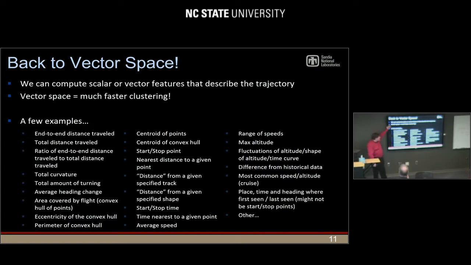Anyway, you can come up with a laundry list of these kinds of features, some more informative. The properties of the convex hull of the trajectory, which is the polygon that encloses all of the points in that trajectory, actually winds up being very expressive regarding what the trajectory did and where. Some of them less expressive. The start and the stop time, for example.